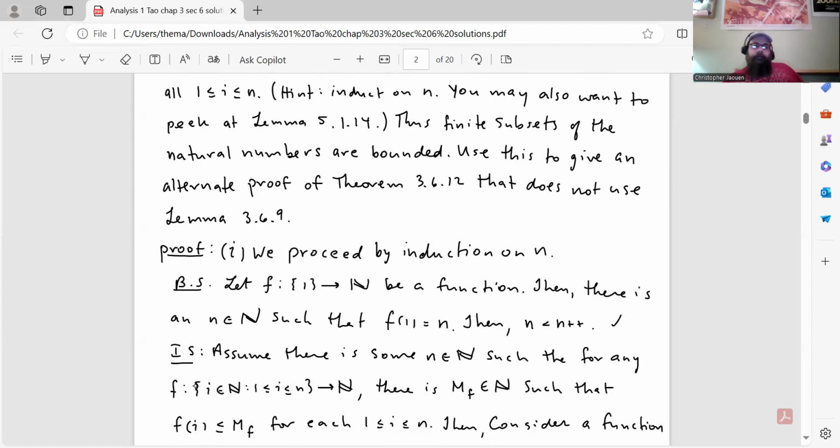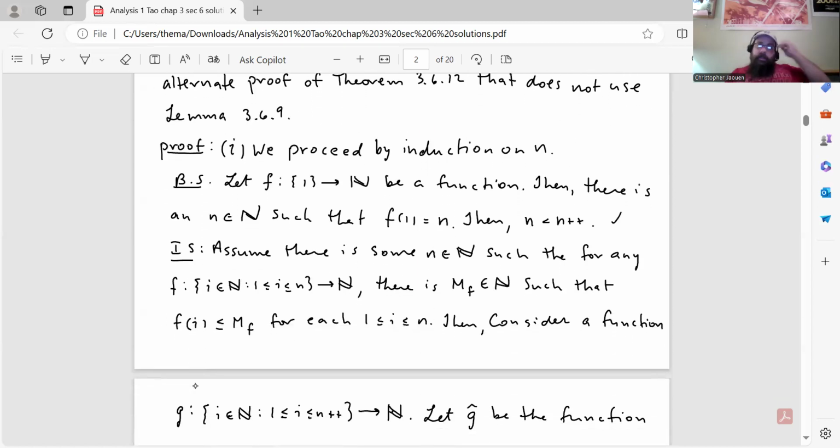All right. So let's start with the proof of the first part here. Show that finite subsets of the natural numbers are bounded. So we proceed by induction on n. So here's my base step. Let f from the singleton set containing 1 to the natural numbers be a function. Then there is a natural number n such that f of 1 is n. Then n is obviously less than its successor, so it works.